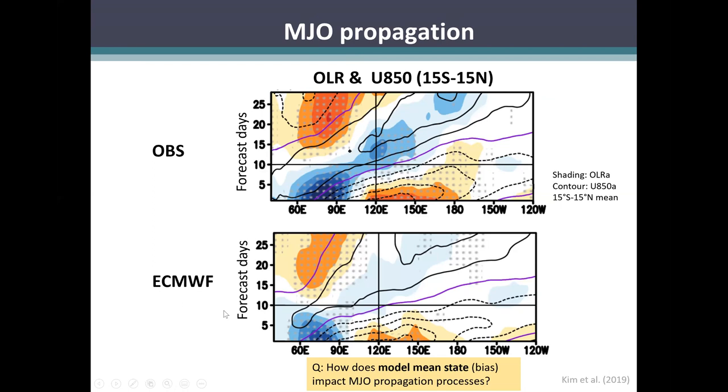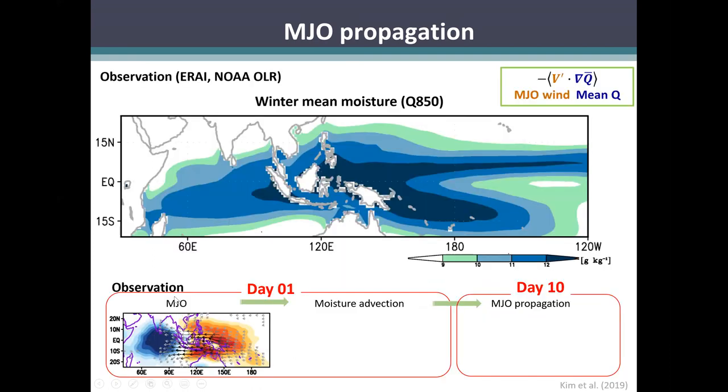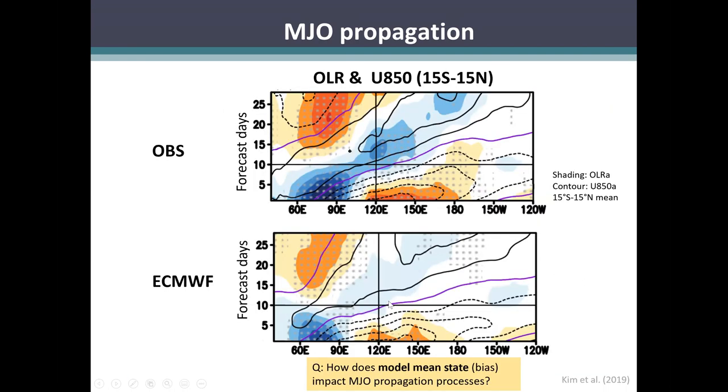In the model, not only ECMWF, but all these S2S and SubX models that are analyzed, they show this damping of the MJO signal. So we try to understand how the mean state and the mean state bias impact this weak MJO propagation.